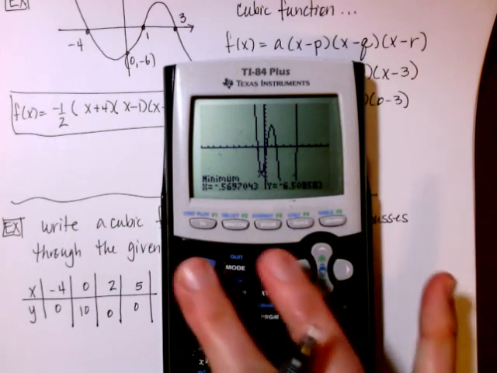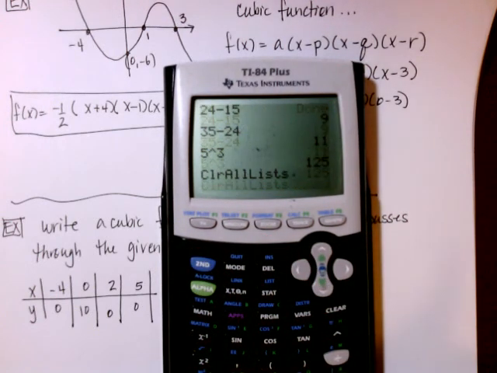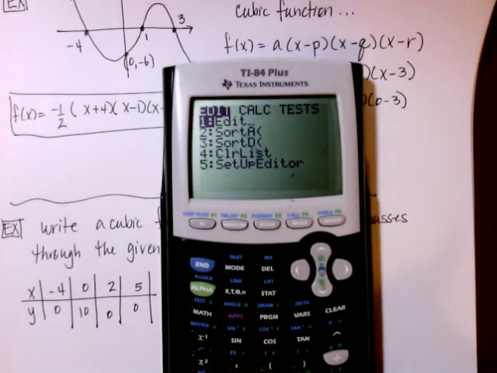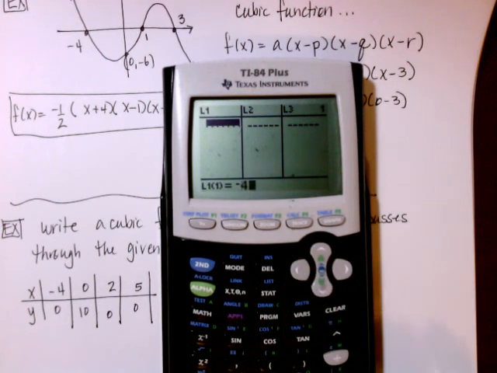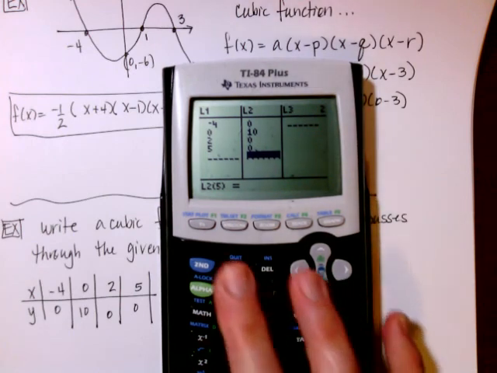Alright, so the first thing that I do is I go into my memory and I clear the memory so I can have a fresh start. I'm going to go to stat and I'm going to edit and I'm going to enter my data. So I have -4, 0, 2, and 5. Then I'm going to enter my y values. I have 0, 10, 0, and 0. Okay? We're not predicting on these, but just writing the equation.